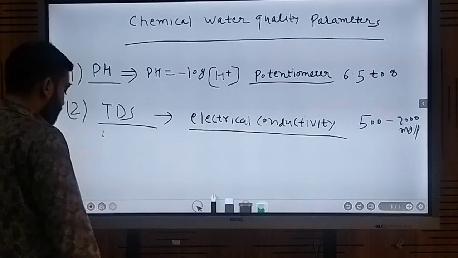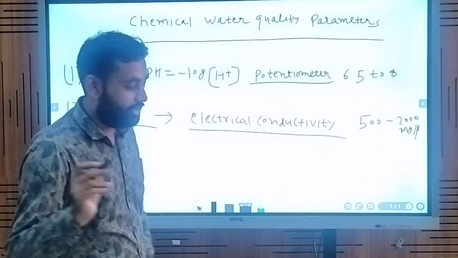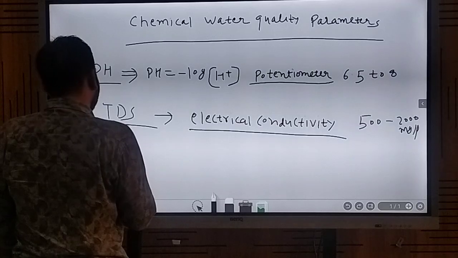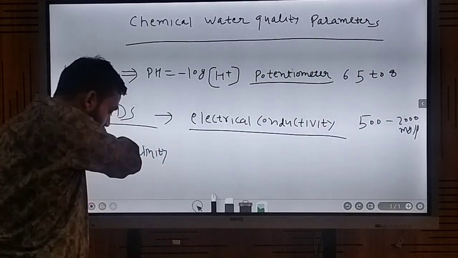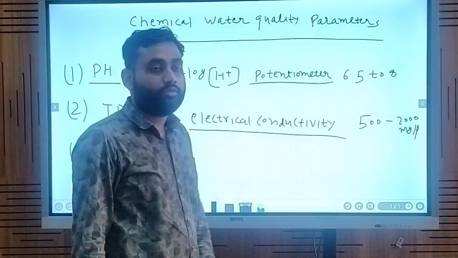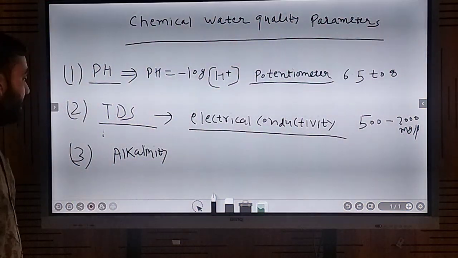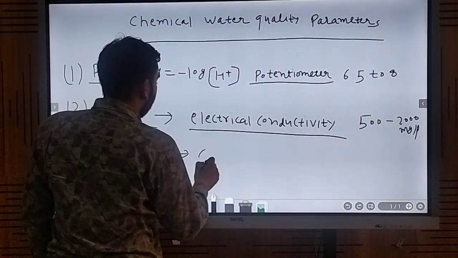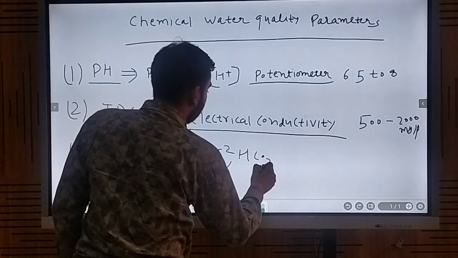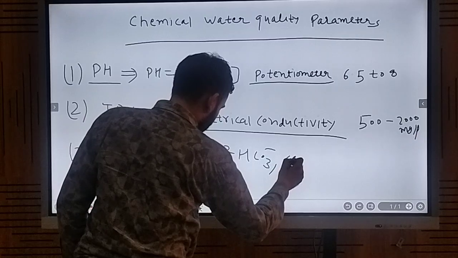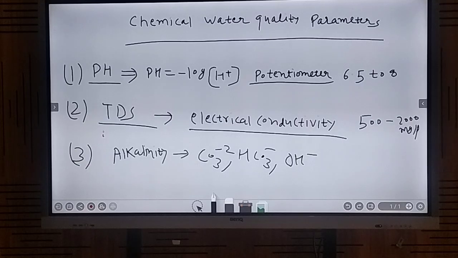Next chemical water quality parameter is alkalinity. Alkalinity is the capacity to neutralize hydrogen ions. The ions responsible for alkalinity are, for example, carbonate ions, bicarbonate ions, and OH minus ions. These are responsible for the alkalinity.